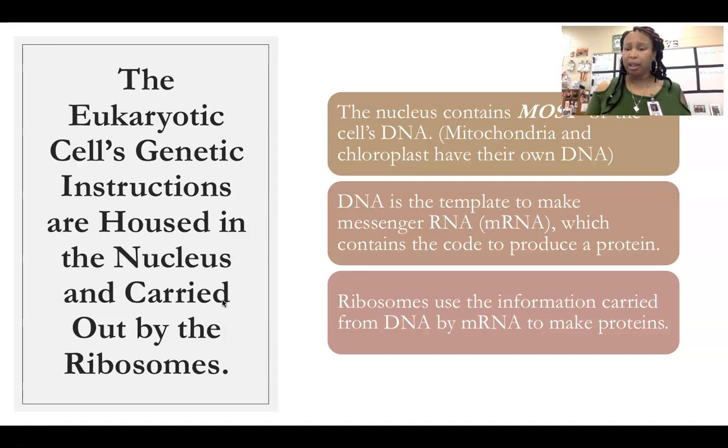DNA, again, is a template to make messenger RNA, which then contains the code to produce a protein. Ribosomes are made up of protein and ribosomal RNA, and the translation from messenger RNA template to amino acid sequence of the proteins happens with the help of transfer RNA.